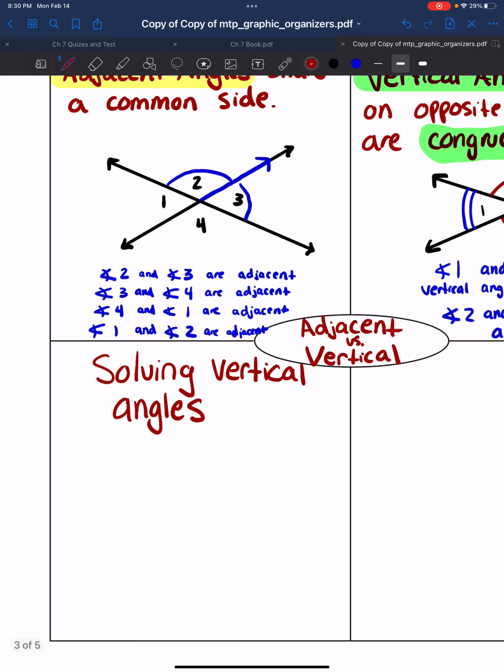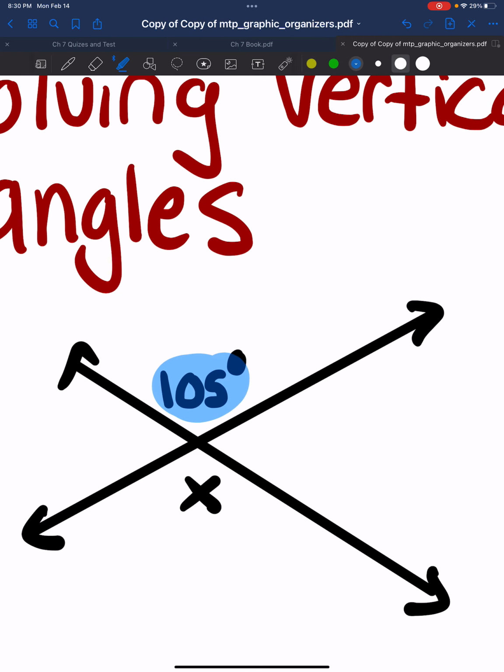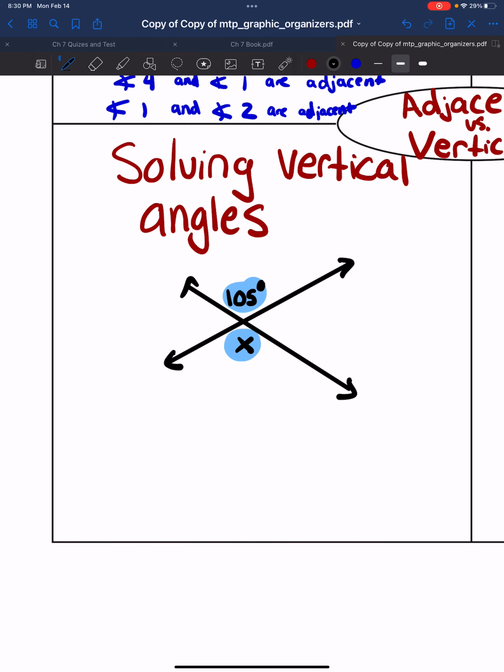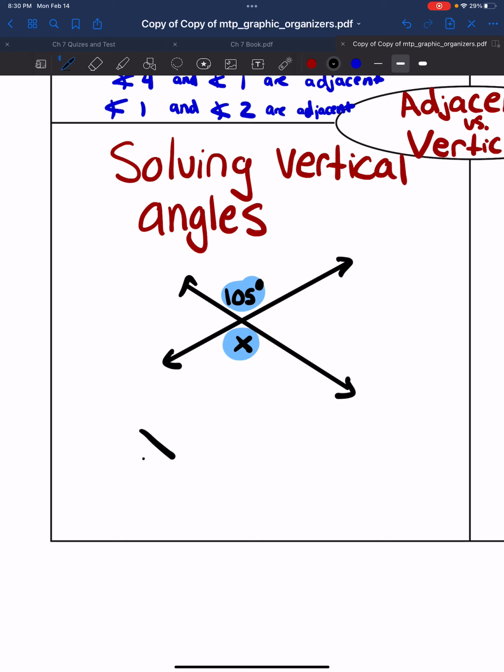Solving vertical angles, and then I want you guys to draw me two lines intersecting. And if I told you this was 105 degrees, and I say, now what's x? I want you to go ahead and take a highlighter and show me that these angles are identical. So I'm going to highlight 105 and I'm going to highlight x. Vertical angles, the ones directly across from one another, are identical. They're congruent. X equals 105.